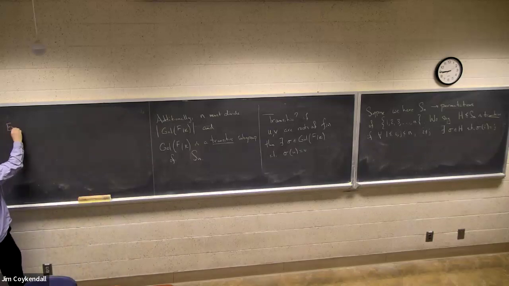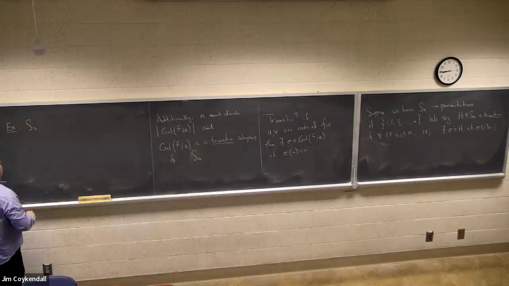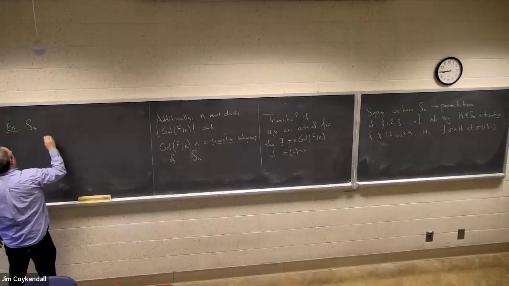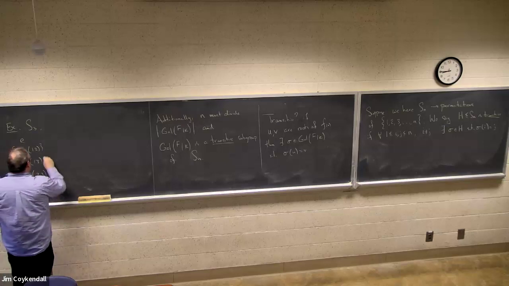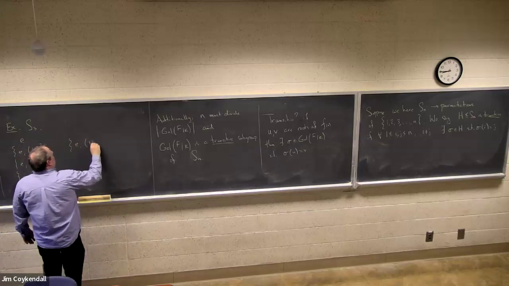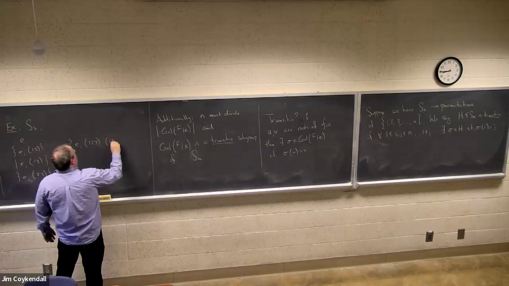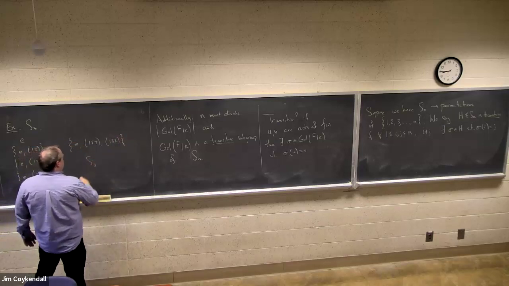Right. So, example. Let's look at S3. I can list the subgroups here. I have E. I have E, (1 2). I have E, (1 3). I have E, (2 3). I have E, (1 2 3), (1 3 2), and I have all of S3.